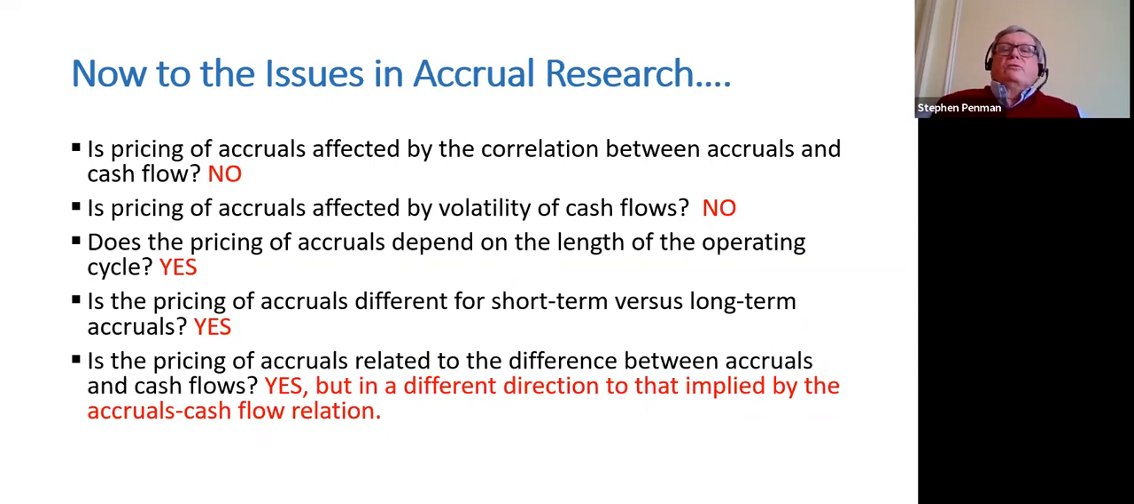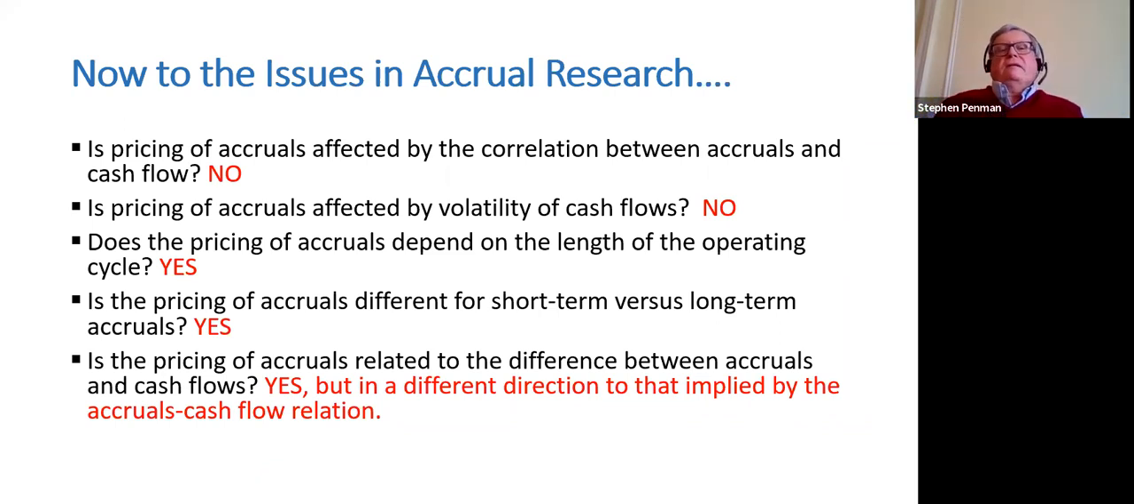Is the pricing of accruals, that coefficient on the operating income, affected by the correlation between accounting and cash flows? No, it has nothing to do with it. And actually, the coefficient on the C also has nothing to do with it. Reliably, always negative, okay? So the way you price the accruals in the operating income does not depend upon that correlation or the extent of the negative correlation.